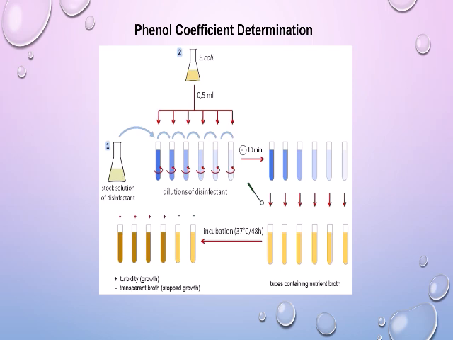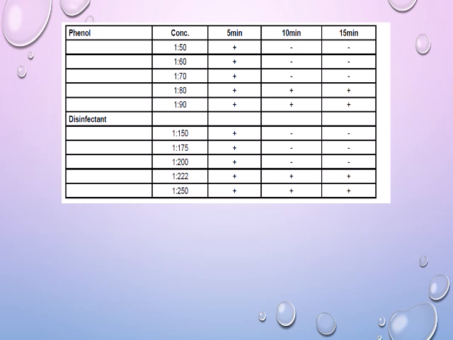The highest dilution of the test antimicrobial agent and phenol that effectively kills the test organism within 10 minutes but not within 5 minutes exposure are used to compare the phenol coefficient. The turbidity indicates growth and is labeled as positive, and no turbidity indicates that there is no growth and it is labeled as negative. In the table, you can see the values for both the disinfectant as well as phenol.